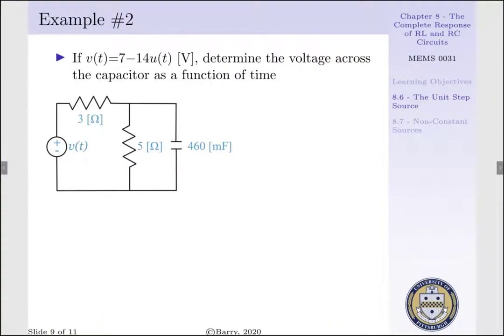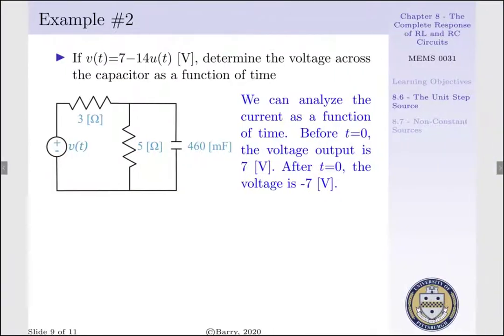Now let us consider example 2, where we have a voltage source that supplies a potential to a 3 ohm resistor. After the 3 ohm resistor, we have a 5 ohm resistor and a 460 millifarad capacitor in a parallel configuration. If our voltage is a function of time, we want to determine our voltage potential across the capacitor as a function of time. To do such, we can analyze our system for all time before t is equal to 0. For all time before t is equal to 0, our voltage output is 7 volts. After time t equals 0, our voltage output is minus 7 volts.